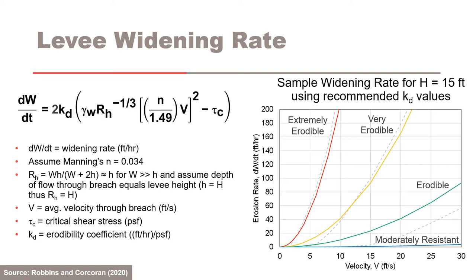The methodology for levee breach widening uses the excess shear stress equation discussed in the erodibility parameters presentation, boundary shear stress at the toe of the breach sidewall, assuming a rectangular breach cross section, and Manning's equation. The figure on the right illustrates the relationships using the recommended erodibility coefficients for four erosion categories based on a review of the NCHRP database developed by Briaud and others 2019 and assuming zero critical shear stress. The previous three relationships are shown as dashed lines.